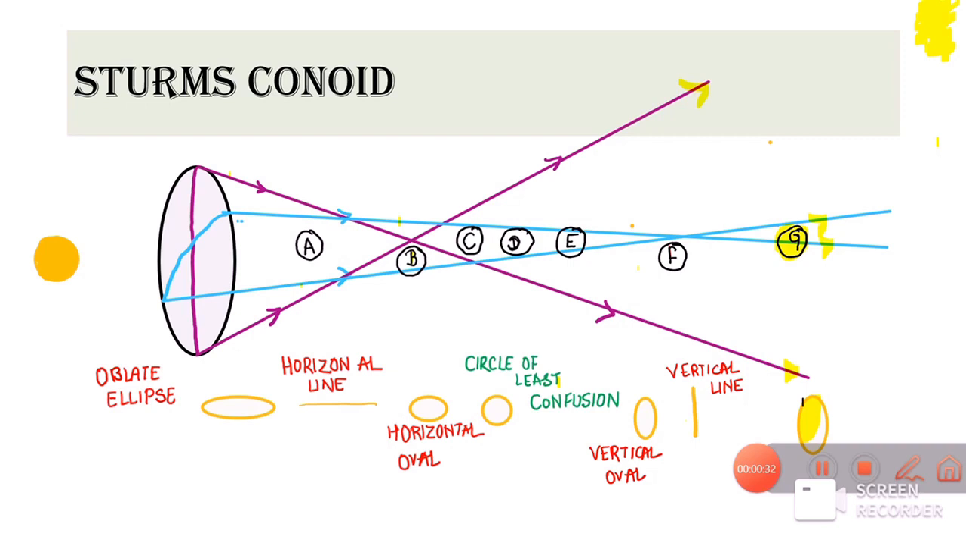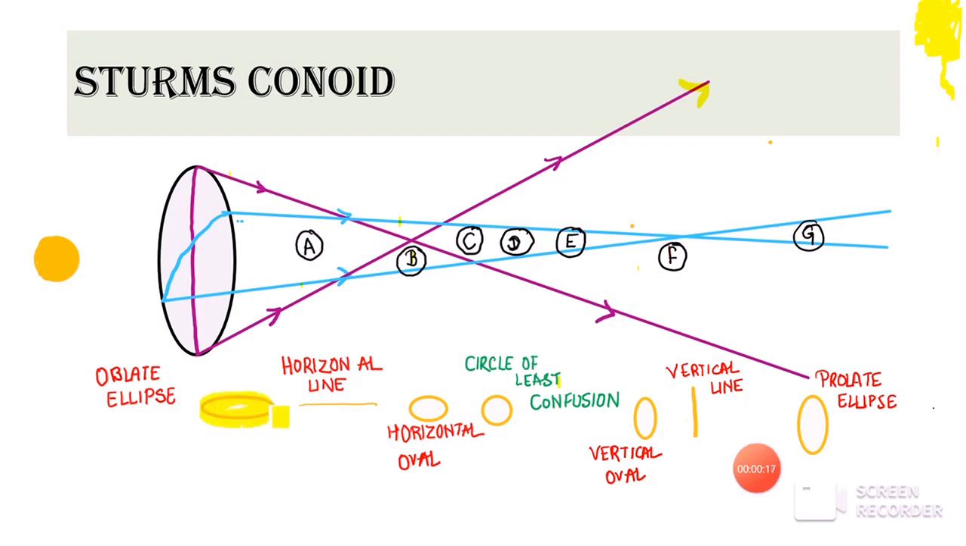So this was the journey of our point light source passing through the toric surface, becoming an oblate ellipse at point A, a horizontal line at point B, a horizontal oval at point C, a perfect circle at point D, and then a vertical oval, a vertical line, and then a prolate ellipse at point G.